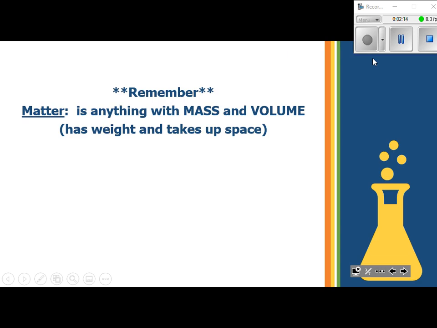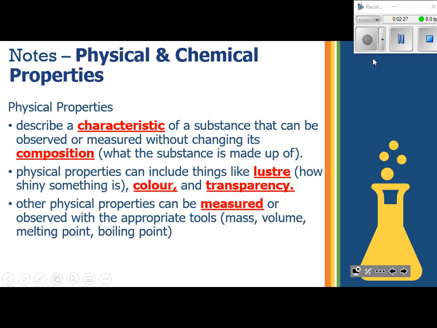Okay, so remember, matter is anything with mass and volume. So mass, it has weight, and it takes up space. So this could be your textbook, the water in your water bottle, or the air in the room. Physical properties describe a characteristic of a substance that can be observed or measured without changing its composition, so without changing what that substance is made up of. I can look at it and see it, or sometimes I can melt it or boil it, and I'll observe those properties.